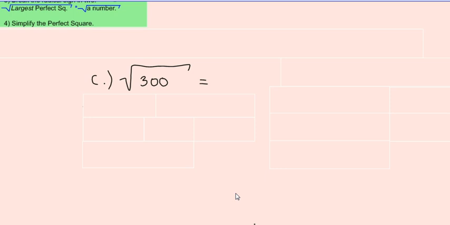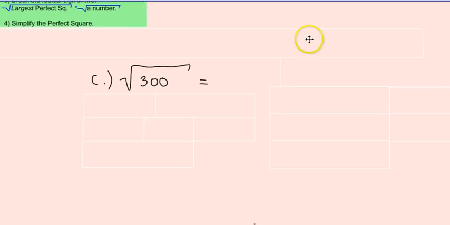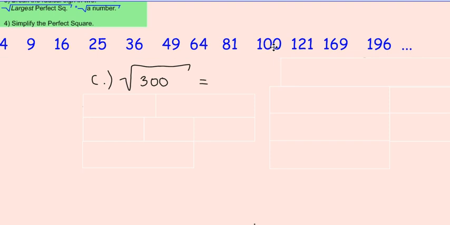Square root of 300. Feel free to pause the video and always refer to the process that you outlined earlier in this green box. Again, your first step is generating the perfect square row. 300 will belong somewhere right here. So you will divide 300 by every perfect square number below it until you find the greatest possible number that divides it without a remainder. That would be 100 multiplied by 3.